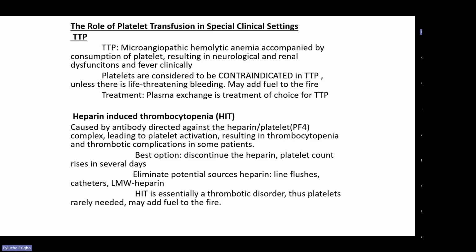Treatment may be plasma exchange. Plasma exchange is the treatment of choice for TTP. So we have heparin-induced thrombocytopenia, another clinical condition. It's caused by antibody directed against heparin-platelet factor 4 complex, leading to platelet activation, resulting in thrombocytopenia and thrombotic complications in some patients. Best option, discontinue the heparin.